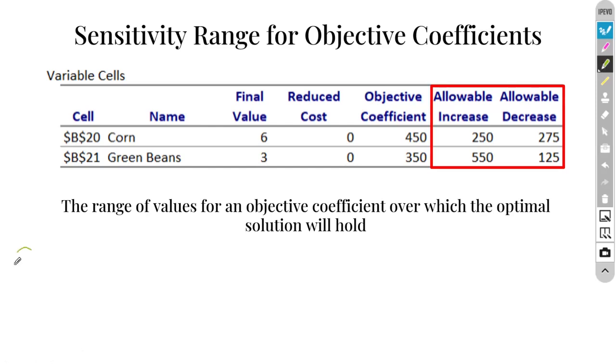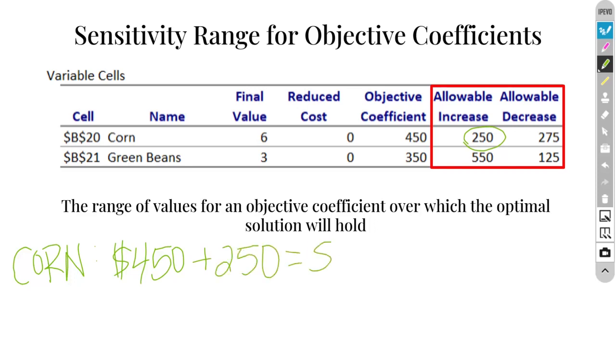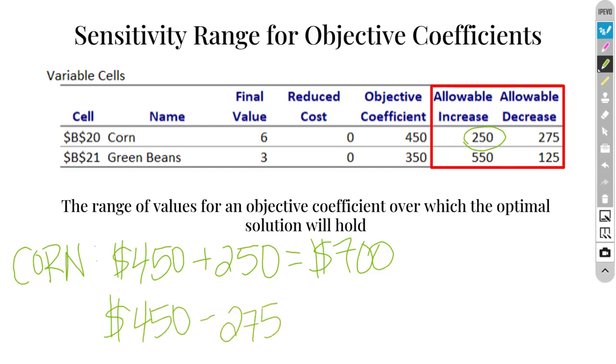For instance, let's say I take my corn. I know that our farmer had planned on making $450 in profit for each acre of corn. But what this allowable increase tells me is that I can actually add $250 to that and really have a possibility of earning $700 in profit per acre of corn without it affecting my final solution. Again, this will impact my profits and potentially earn me more, assuming that I'm able to sell all of that corn, but it won't affect the fact that our farmer should plant 6 acres of corn and 3 acres of green beans. On the flip side, our farmer could also charge less per acre of corn, and maybe she's deciding to decrease her profits for some reason or another.